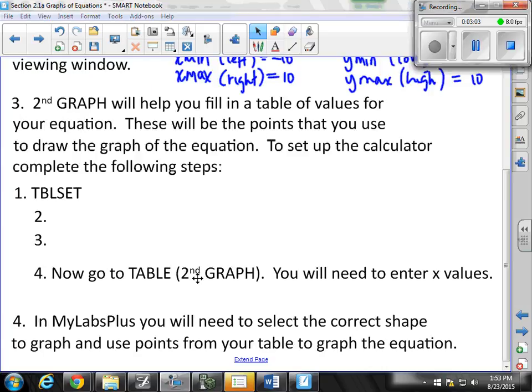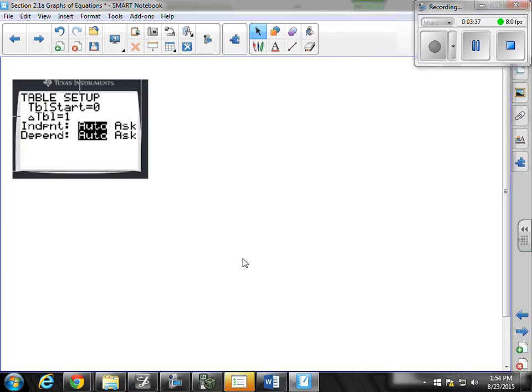And then we're going to go to table. So if you do second graph again, it will pull up a table of values. You'll need to enter x values only if you had that on ask for the independent variable. So, and in MyLabs Plus, when you graph, you're going to need to select the correct shape to graph and use points from your table to graph an equation. So we're going to do a few examples next.